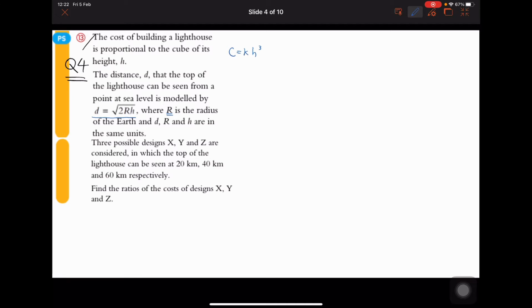Regardless of what the distance is, r will always be the same. 3 possible designs X, Y, and Z are considered, in which the top of a lighthouse can be seen at 20 kilometers, 40 kilometers, and 60 kilometers. Okay, so we have 3 different distances. It's quite clear from that.